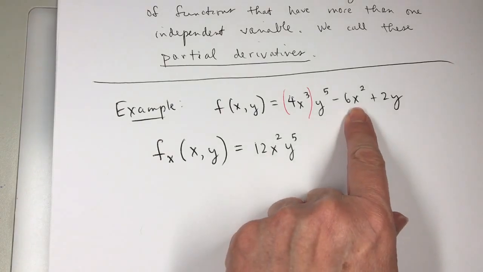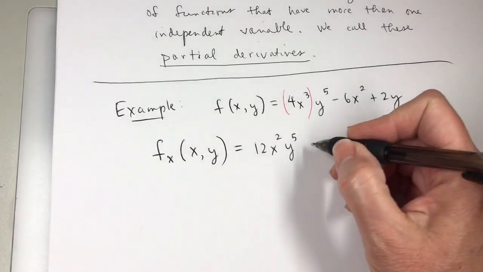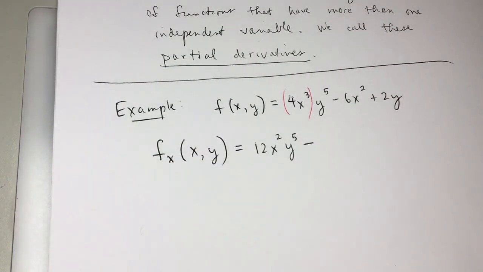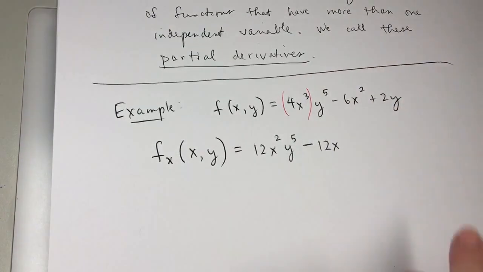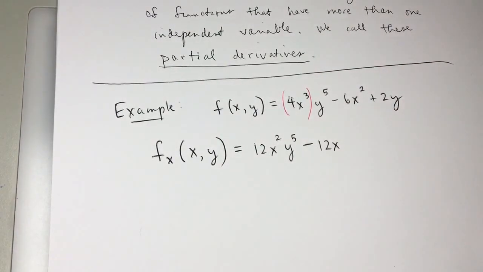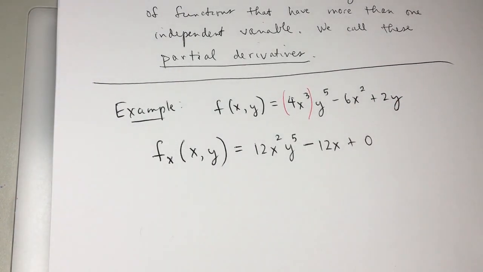Now, I got minus 6x squared. I'm doing the derivative with respect to x. So what's the derivative of 6x squared? That's minus 12x, because I got that minus sign. Now 2y is a constant, and the derivative of a constant that stands by itself is 0. There's a partial derivative with respect to x.